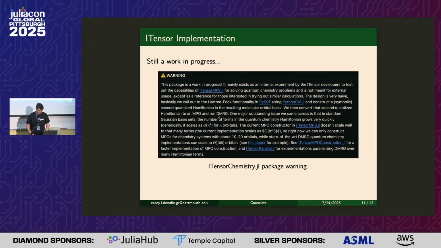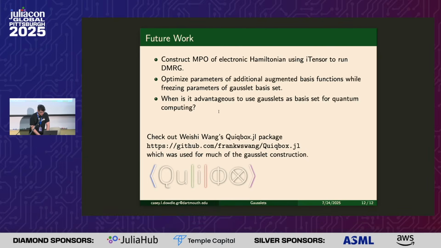However, there still may be ways to do this. Obviously, they were able to do this in the papers. So this is still ongoing work to try and have a native iTensor implementation of this. I think you can also take advantage of the locality of the basis set to maybe have a more manageable way to construct your MPO. And future work is constructing the MPO for the electronic Hamiltonian using iTensor, and doing parameter optimization using automatic differentiation, which Weisher will talk about on Friday, and which you're able to do using his QuickBox package.